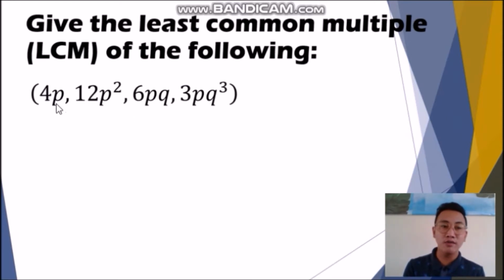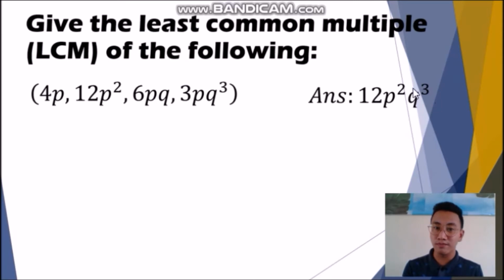Now, since we have literal coefficients p and q, you will be using the largest exponent of each of the literal coefficients. What is the largest exponent for the p? Here is 1, here is 2, here is 1, here is 1. So the largest is 2. Therefore, the exponent of p is 2. How about for the q? The largest here is 3, 1. So the largest is 3. Therefore, we have 12p squared q cubed, with the largest exponents in each of the literal coefficients.